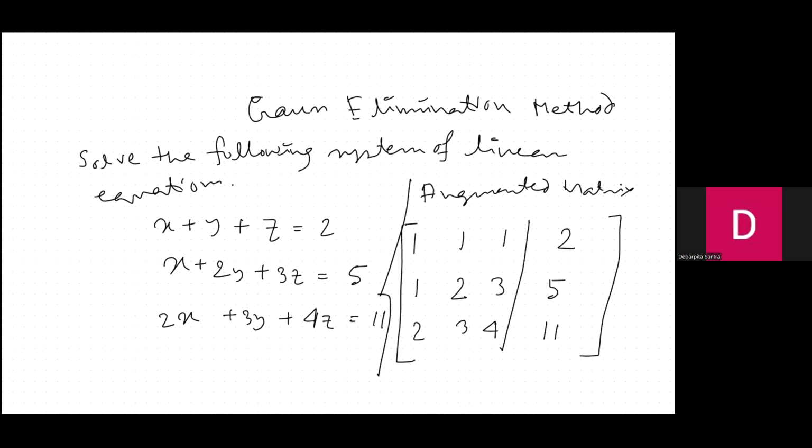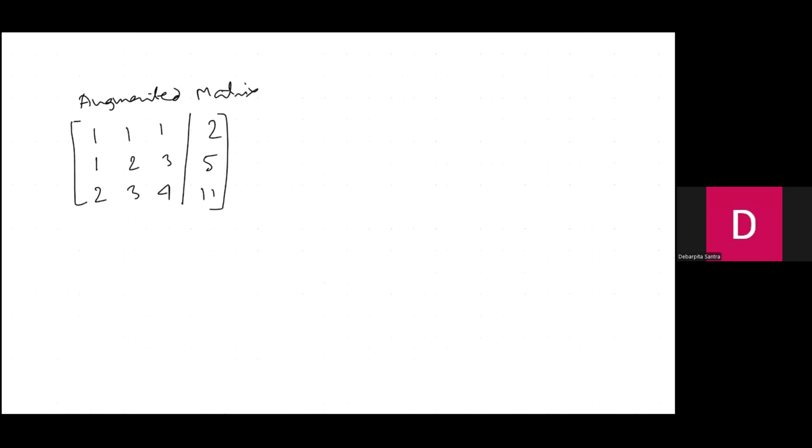Okay, so we just see the augmented matrix. We have just rewritten the augmented matrix like this, that we have obtained from our equation. So now what is our objective? The objective, as I mentioned previously, is to find the row echelon form of the matrix.